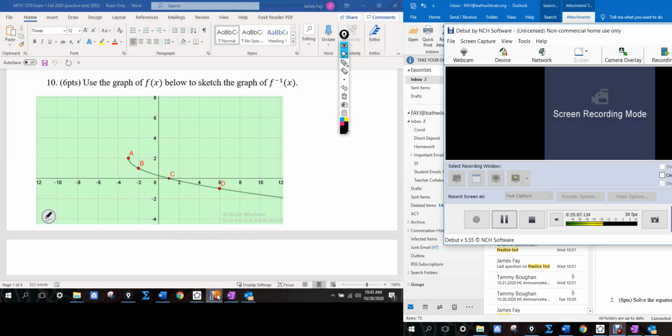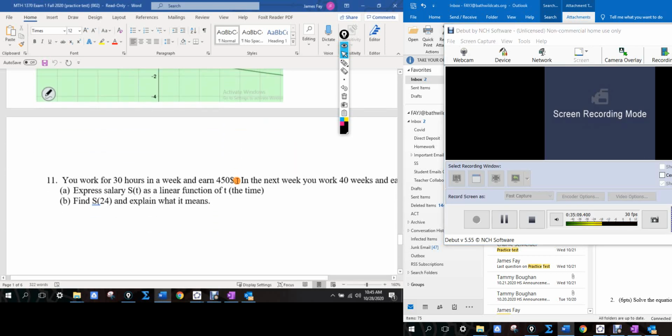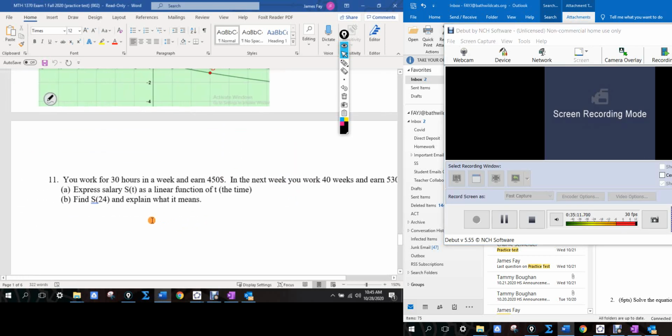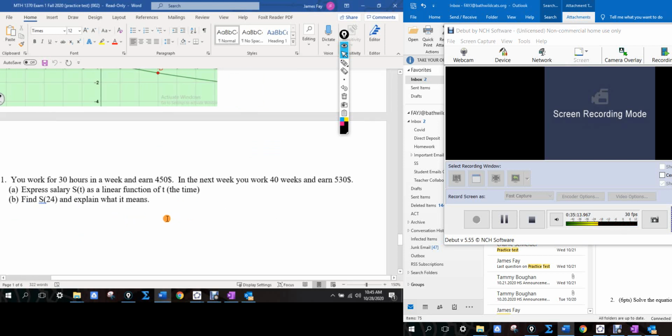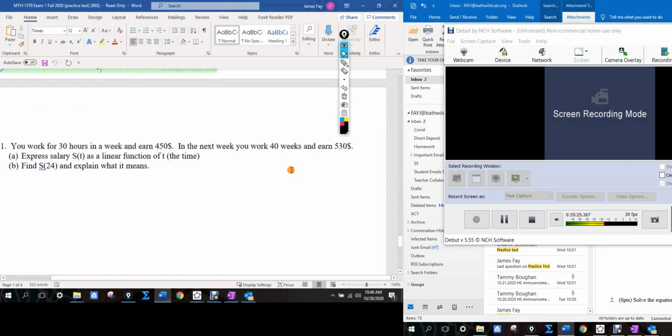Yes, Jimmy. Number 11. You work 30 hours in a week and earn $450. And the next week you work 40 hours, and earn $530. Express salary. Hopefully we looked at this and said, well, he knew he meant hours here, so that's a typo. Is everybody okay with that? I can't in the next week work 40 weeks. It doesn't make sense.